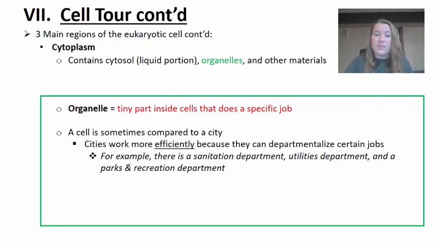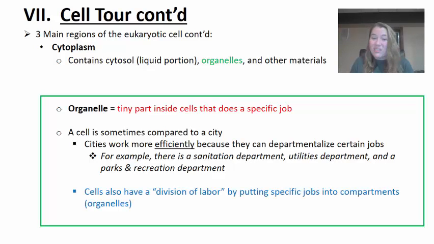And together, all of these departments help the city to function well and be a wonderful place to live. Now within a cell, cells also have this division of labor by putting specific jobs or functions within specific organelles. And we're going to talk about that a little bit more later. So make sure you understand the three main parts of a cell. We have the nucleus, we have the cell membrane, and we have the cytoplasm, but within the cytoplasm, that is the organelles.